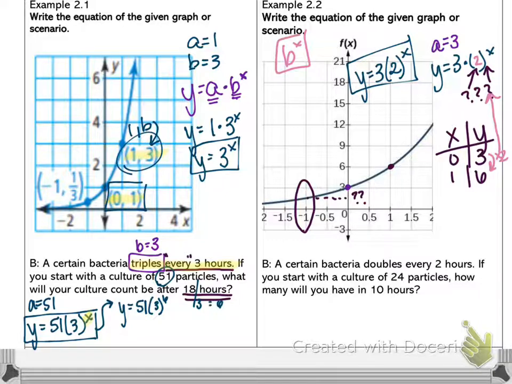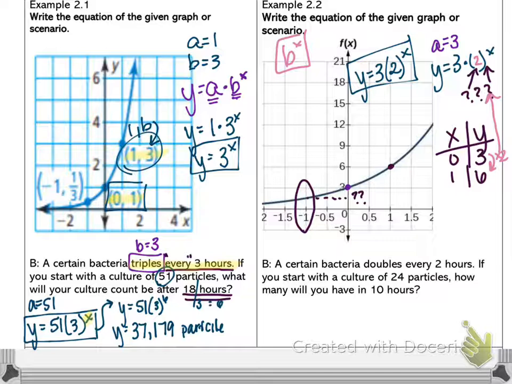So I'm going to take my calculator, and I'm going to make sure that when I do this, I use parentheses. If you do not use parentheses, sometimes it causes issues, and I just want to make sure that does not happen to you. So it should be 51 times 3 to the 6th power. This is going to give me y equals 37,179. And since it's a word problem, I am going to include the word particles.